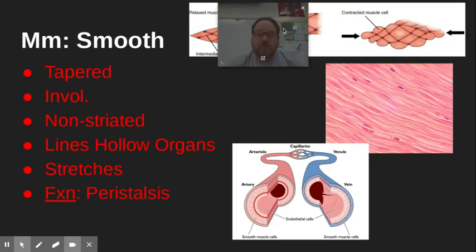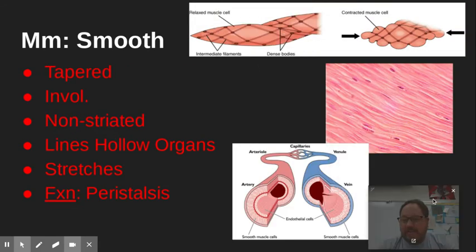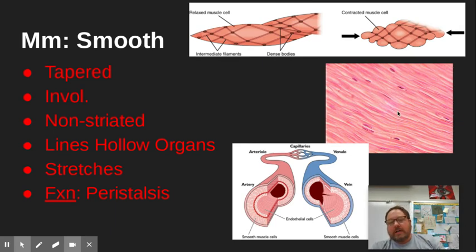Smooth muscle. Smooth muscle is so named because it lacks those striations. If we look at the microscopic image of smooth muscle, we see that it doesn't have any stripes or striations, so it's non-striated. Additionally, it has sort of a tapered shape. It's wider in the middle and narrower at the ends. And this type of muscle is involuntary. That means you don't have conscious control over it.